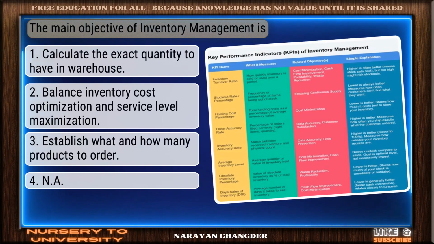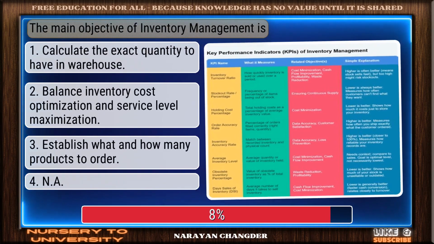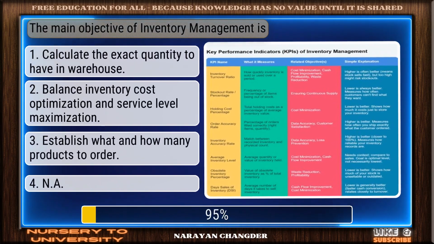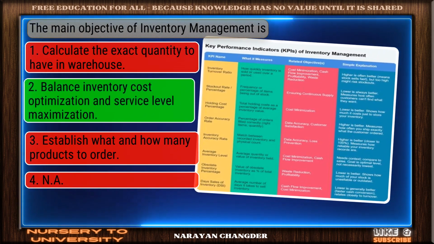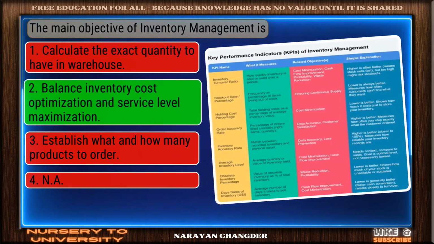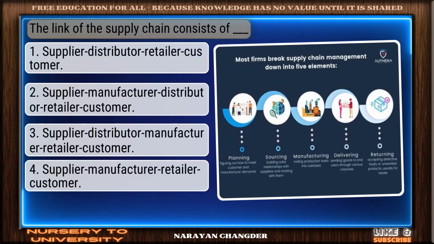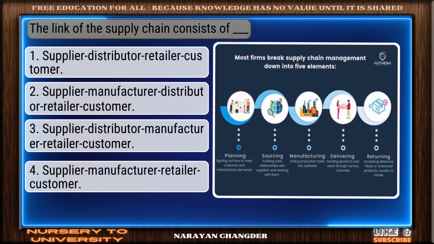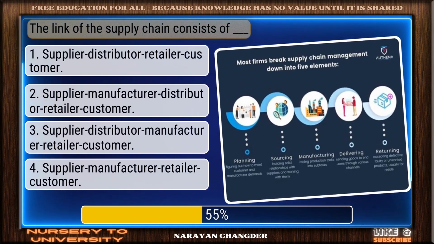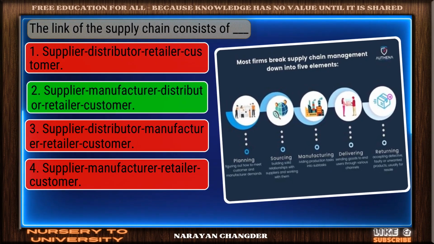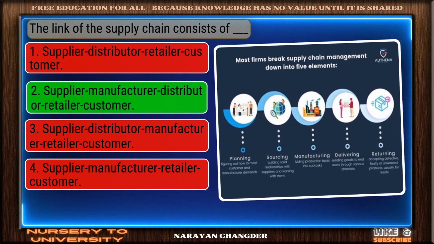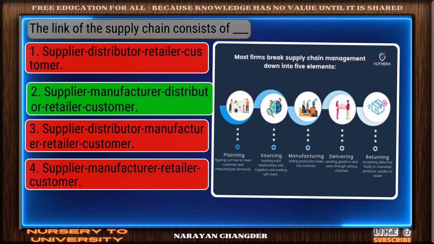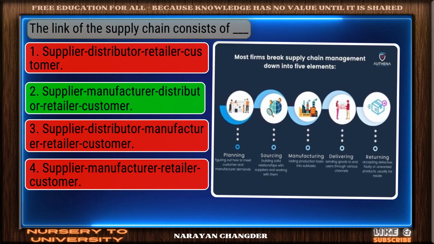The main objective of inventory management is: Great job. Balance inventory cost optimization and service level maximization is the accurate answer. The links of the supply chain consist of DASH. Strong choice. Supplier, manufacturer, distributor, retailer, customer is the right answer.